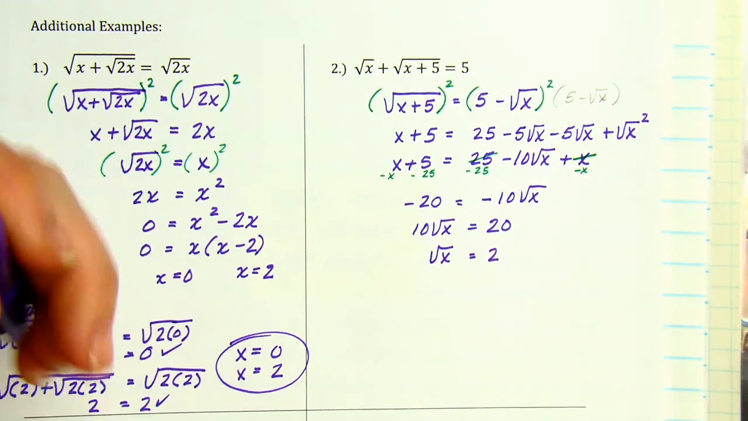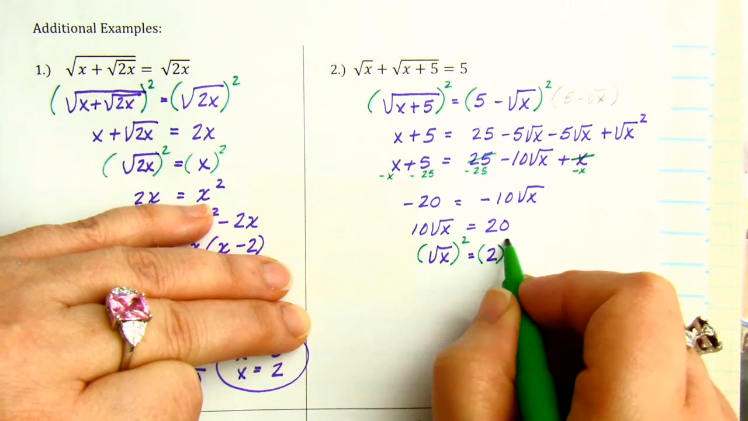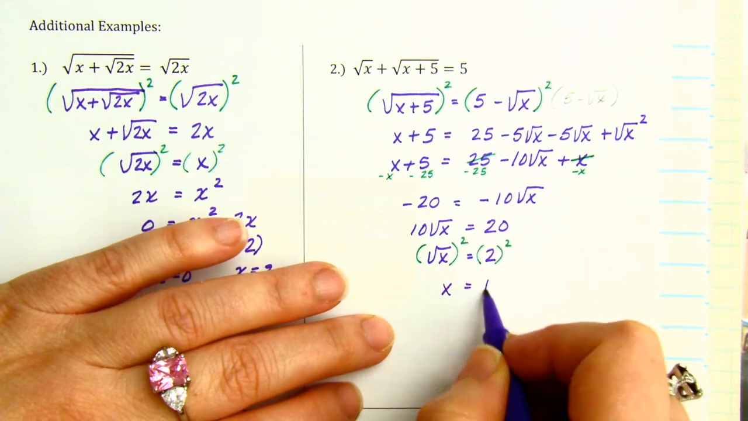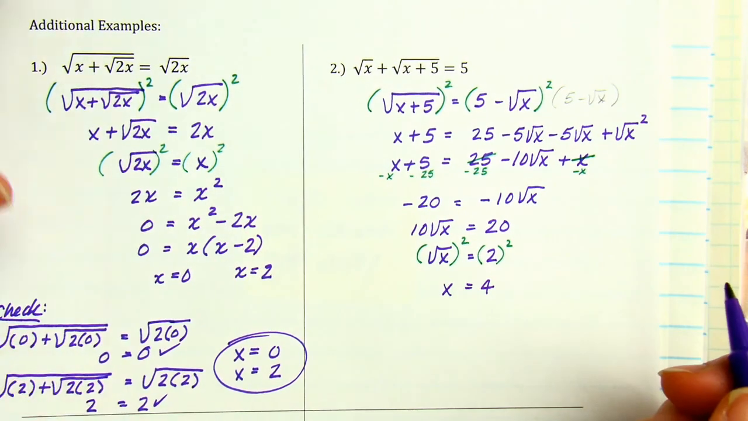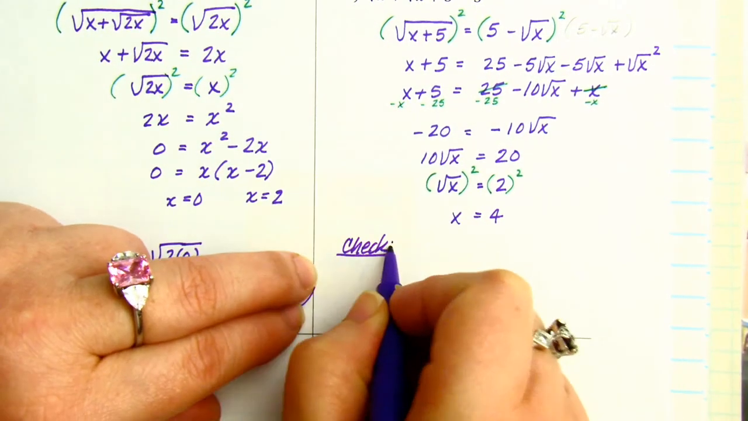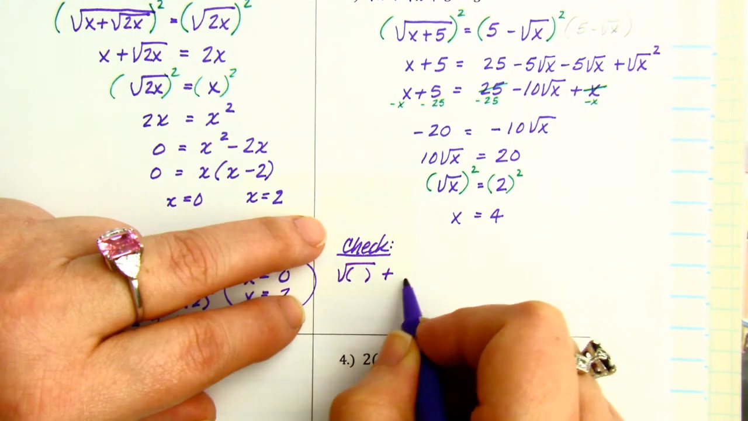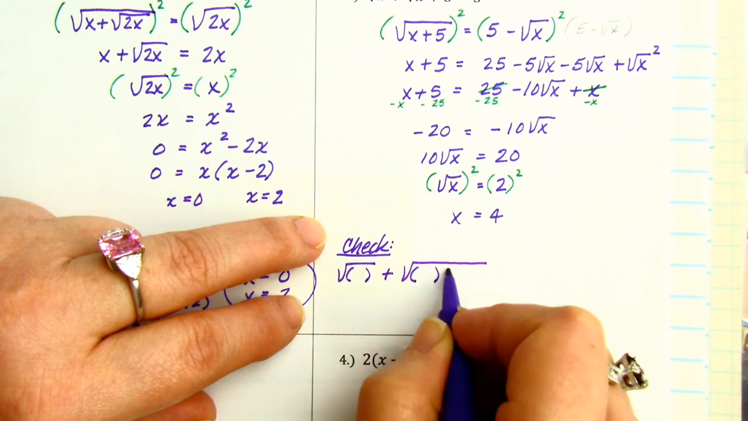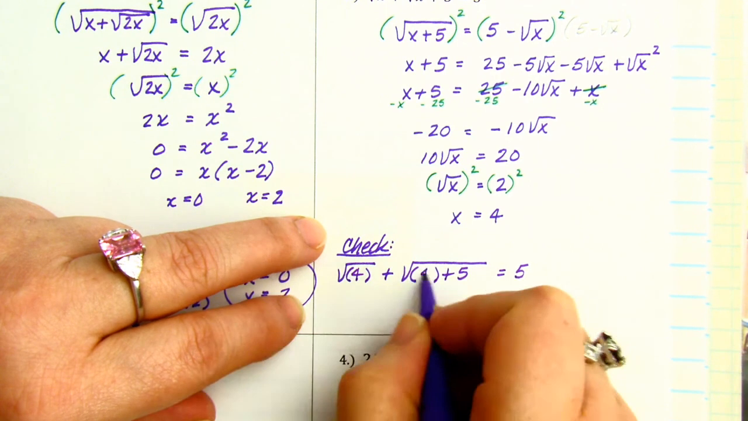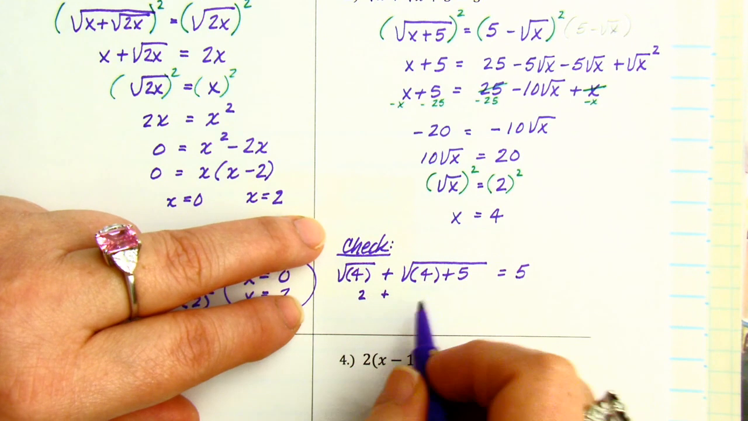Now I still have a radical, so I have to square again. And I see that x is equal to 4. But I have to check it. You must check. Square root of x plus the square root of x plus 5. Does that equal 5 when x is 4? Well, this here is 2. Plus 4 and 5 is 9. Square root of 9 is 3. Yes, it does.